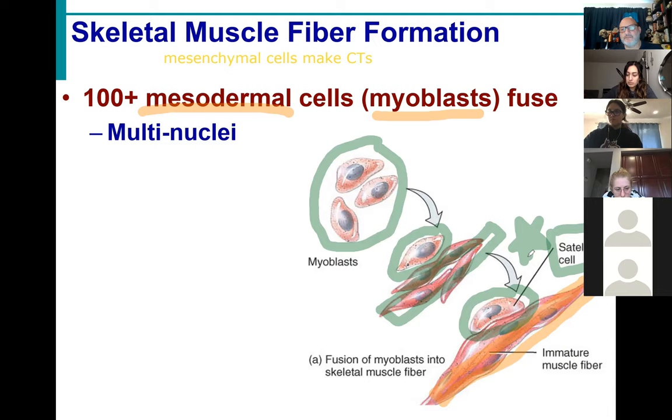However, we have a limited number of satellite cells. So as I said, if that shark takes a big, huge chunk out of my arm, am I going to have enough satellite cells in that area where I can replace all of the tissue that has been lost? No. And so the limited number of satellite cells is why we have a limited regeneration.